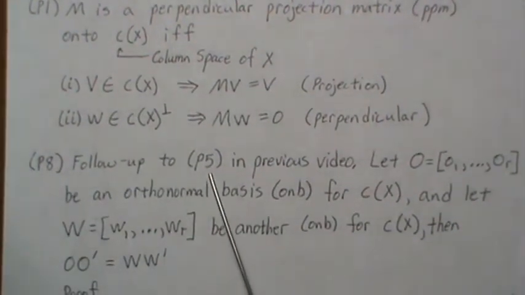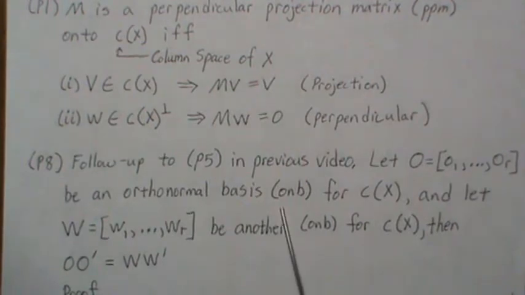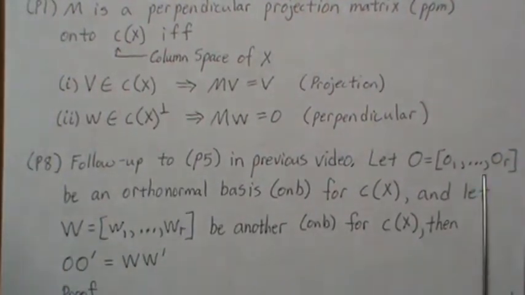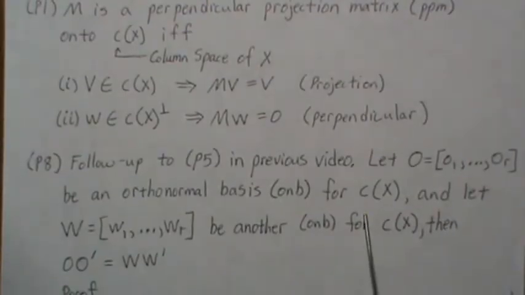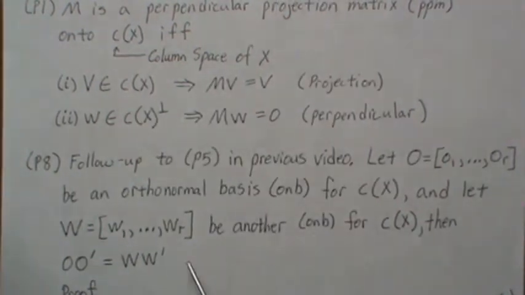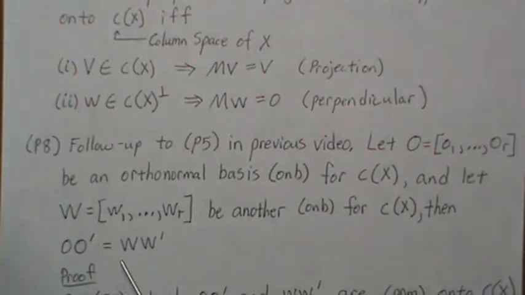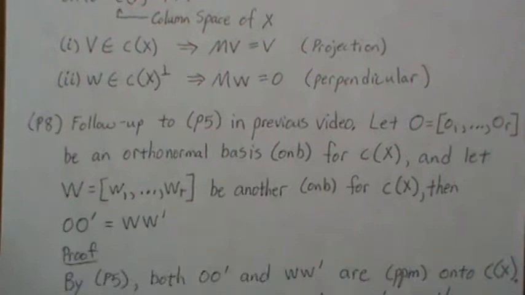P8 is a follow-up to P5 in the previous video. Let O be an orthonormal basis for the column space of X. So these are r linearly independent n by 1 vectors, and they span the column space of X. And let W be another orthonormal basis for the column space of X. Then O O transpose and W W transpose are the same.